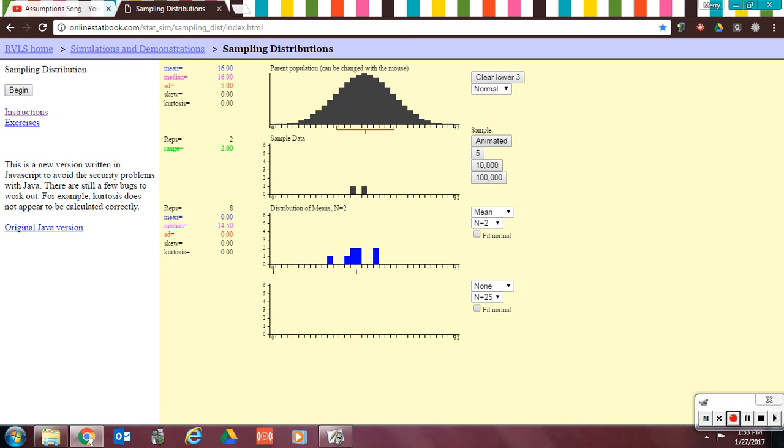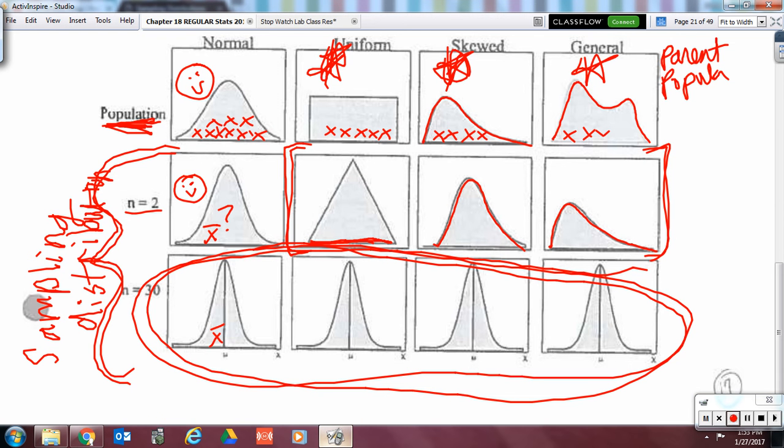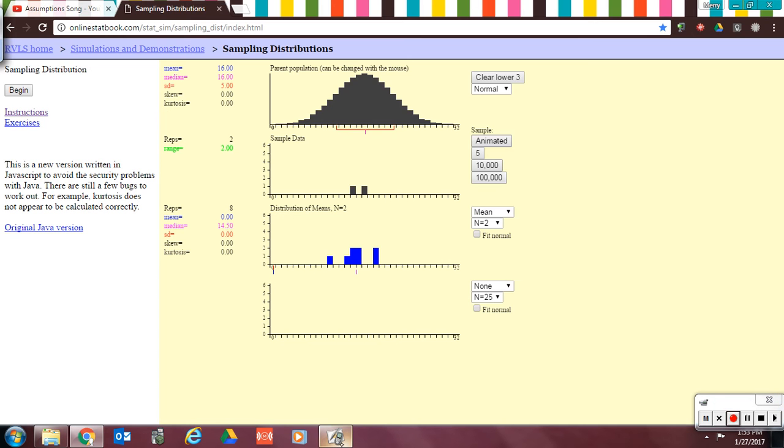Well, the population started off normal, so this is going to be normal down here. The blue will be normal, even though the sample size is only 2. You remember this? If the population is normal, even if the sample size is little, we'll still have a normal shape. All right, so let's watch. I'm going to speed this process up and watch what happens a whole bunch. There it is. So look at that. It's still normal.